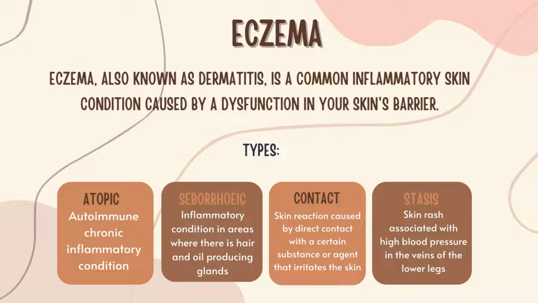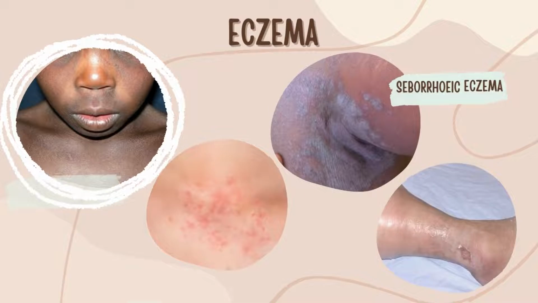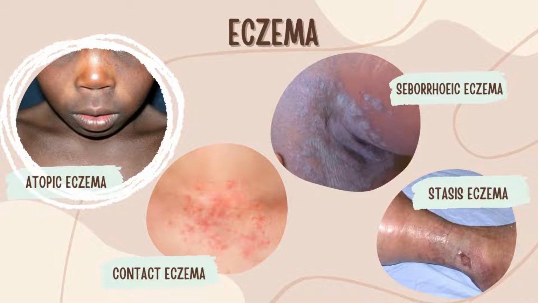There are many different types of eczema, like atopic eczema, which is a chronic inflammatory condition caused by reactions of your immune system. Seborrheic eczema, which is an inflammatory condition in areas where there is hair and oil-producing glands. Contact eczema, which is a skin reaction caused by direct contact with a certain substance or agent that irritates the skin. And stasis eczema, which is a skin rash associated with high blood pressure in the veins of the lower legs. The most common type of eczema is atopic eczema.